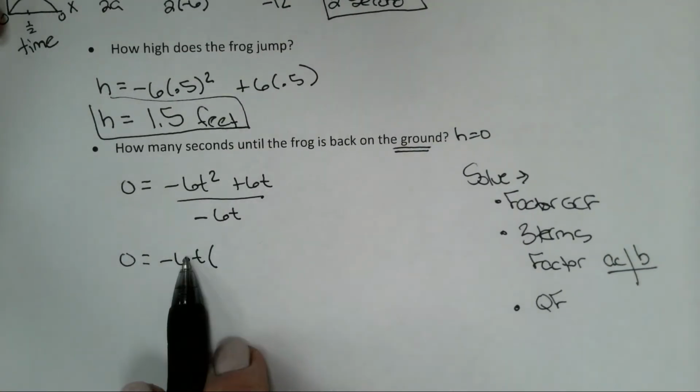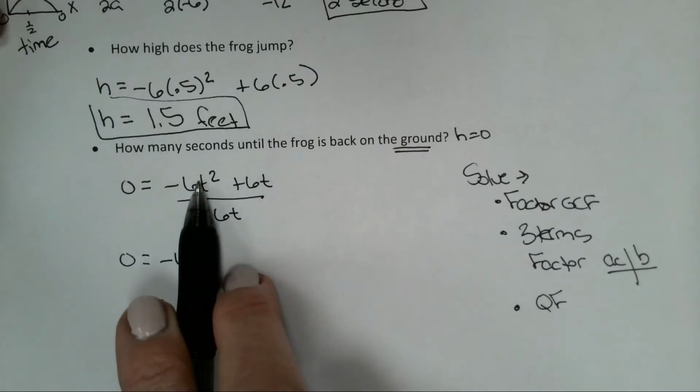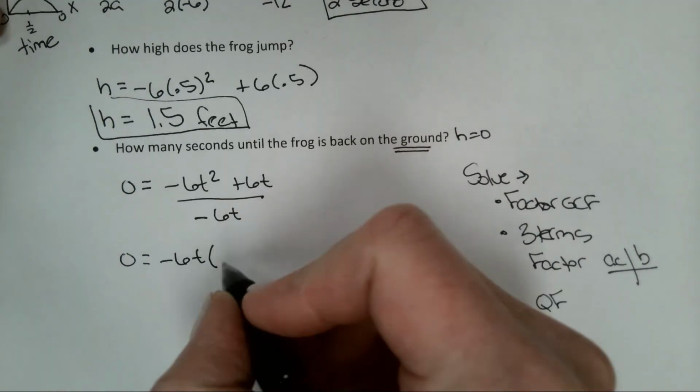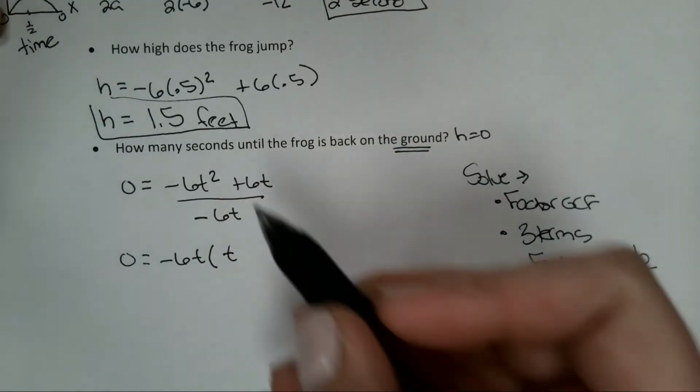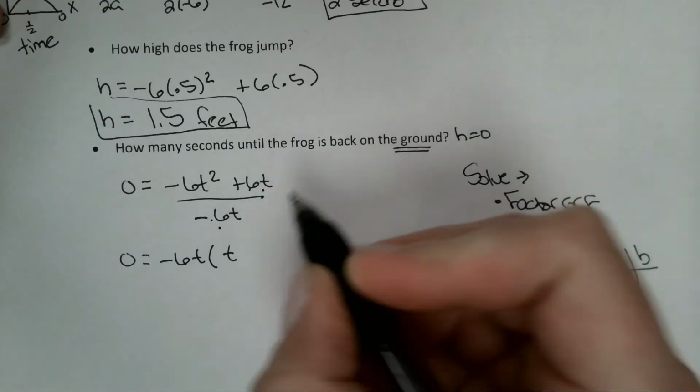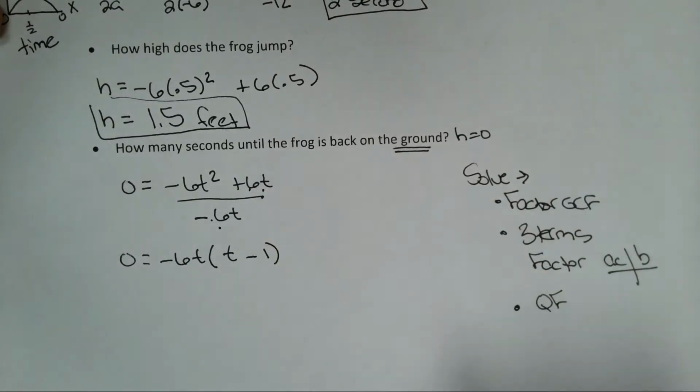And so after you factor out a negative 6t, then we divide. So negative 6t squared divided by negative 6t equals t. And 6t divided by negative 6, so I have a positive divided by a negative, and that equals negative 1. So those terms basically cancel each other out.